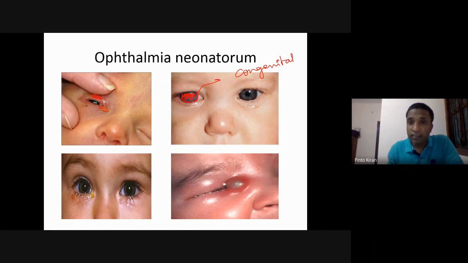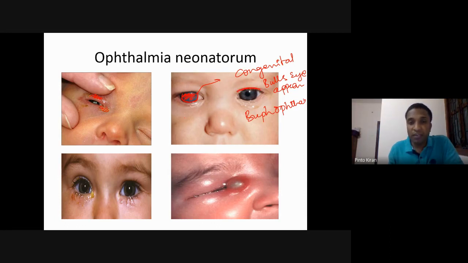In congenital glaucoma the eyeball will be larger because a raised intraocular pressure will exert force on the eyeball layers, which will result in the enlargement of the cornea. Because of that, the patient will have a bull's eye appearance known as buphthalmos. You have to remember this, buphthalmos. So here the eyelids will be normal.